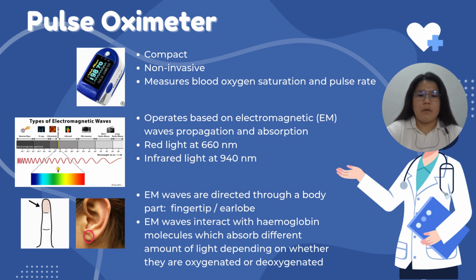The LED of the pulse oximeter emits two types of EM waves, which are a red light wave at 660 nanometers and an infrared light wave at 940 nanometers. The EM waves are directed through body parts like the fingertip or earlobe. When the waves pass through human tissue, they interact with hemoglobin molecules in the blood, which absorb different amounts of light depending on their oxygen saturation level.